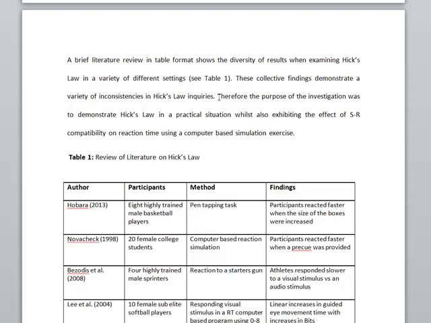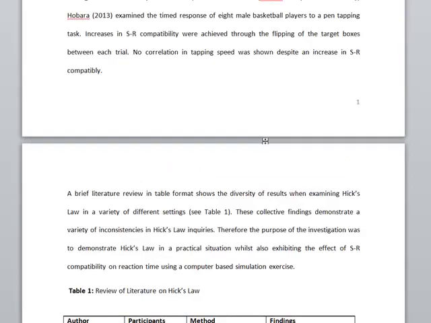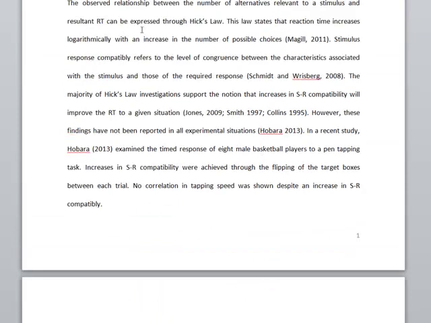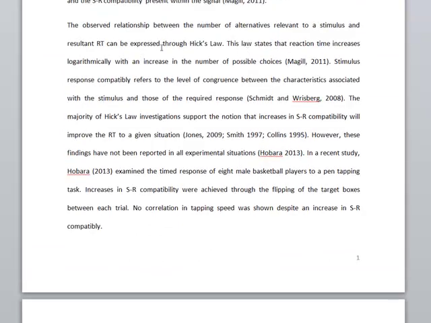And notice the sentence preceding that was based on the collective findings, blah blah blah, therefore the purpose of the report. That's showing you that you've arrived at the purpose based on what you've written before it. So the information before it is giving you some specific examples. It's talking a lot of background.